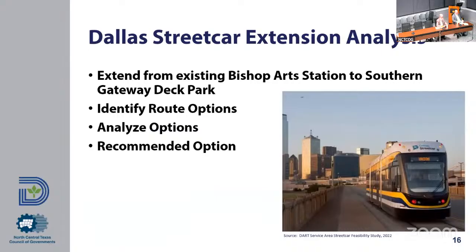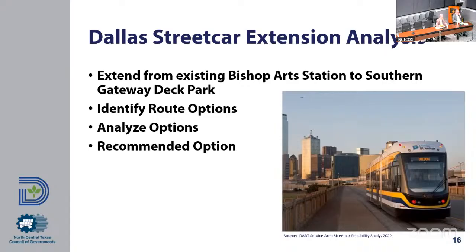Next slide goes into the Dallas streetcar extension. And here we discussed the Dallas streetcar extension analysis. The purpose of this analysis is to extend the existing streetcar line to the new Gateway Park spanning over Interstate 35, enhancing access to the Dallas Zoo and improving connectivity to downtown Oak Cliff mixed-use district. This extension will support the area's retail, employment, and residential sectors, fostering a more integrated and accessible community.